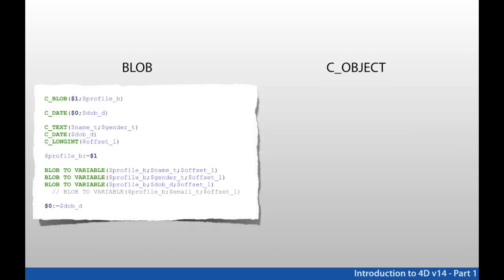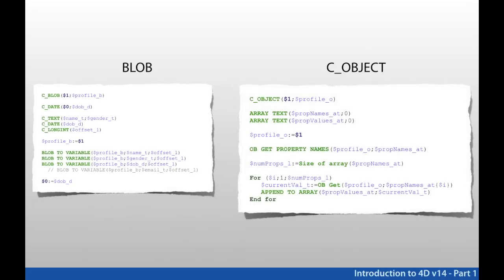which kind of has to do with introspection, which is, I don't know if it's a word commonly used in a 4D context. But introspection basically means being able to self-analyze in a programming context. And the interesting thing about CObject is there's a command like OB GET PROPERTY NAMES that will actually give you a list of all the properties contained in that object. And you can iterate over that list. You can check to see if it's null, if it's empty, what the type is.